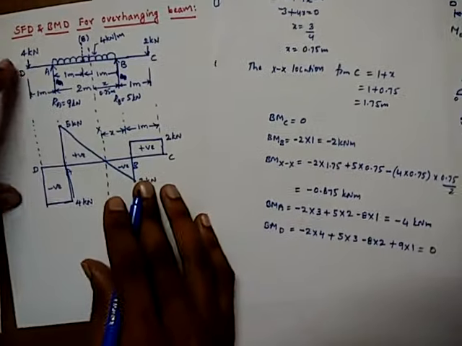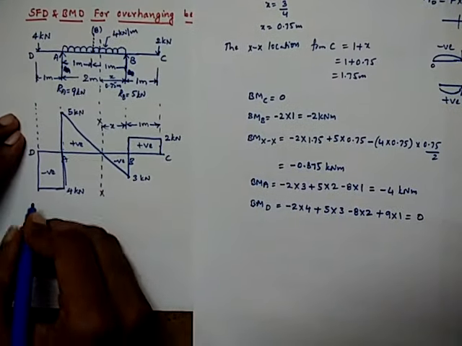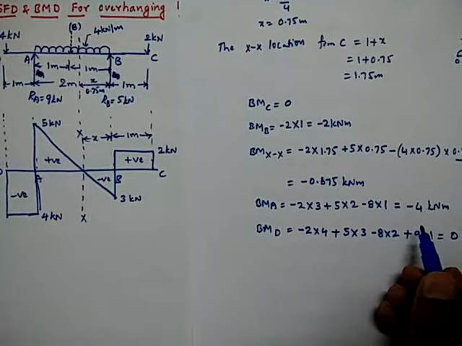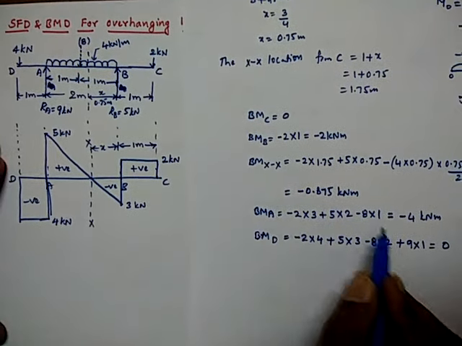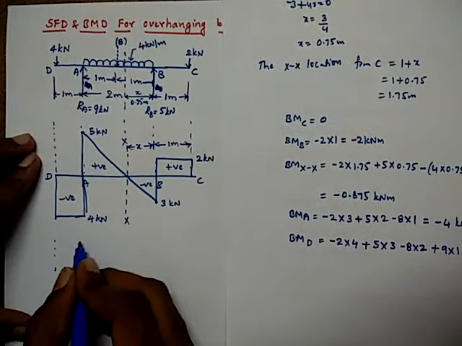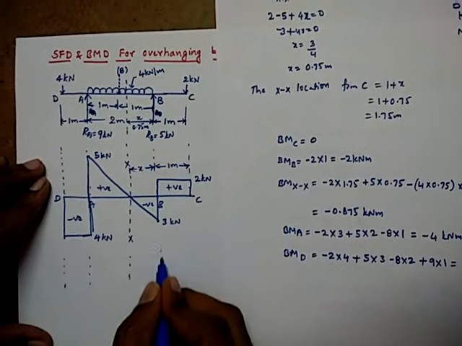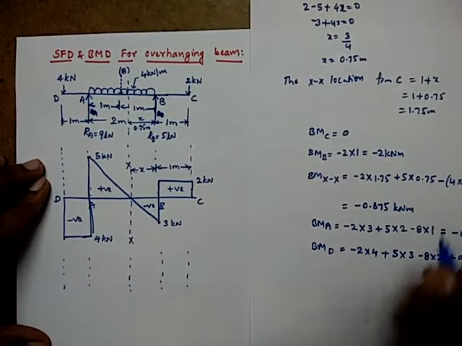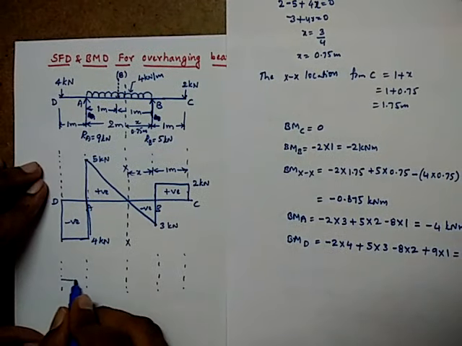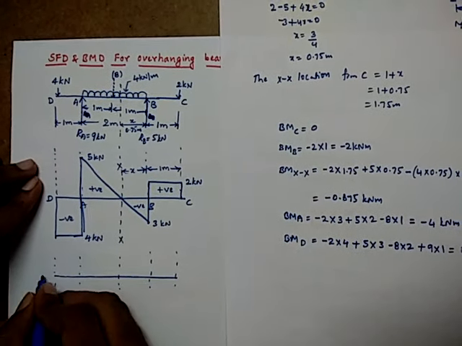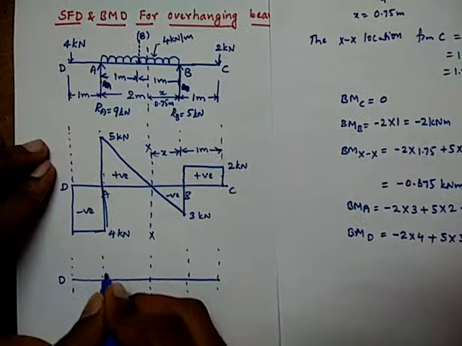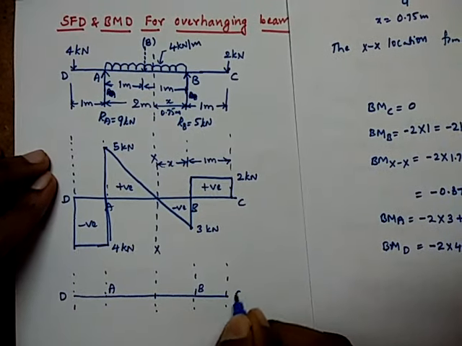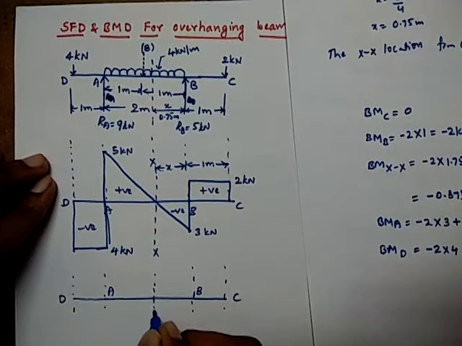So here we have to draw bending moment at these different locations. We got 0, minus 2, minus 0.875, minus 4. So 0 to all minus values. So keep length below this line such that we can indicate all these minus values conveniently. First of all, draw a line to indicate the length of the beam, and indicate the different key points here: A, and this is B, and this is C, and at this location we have section XX.